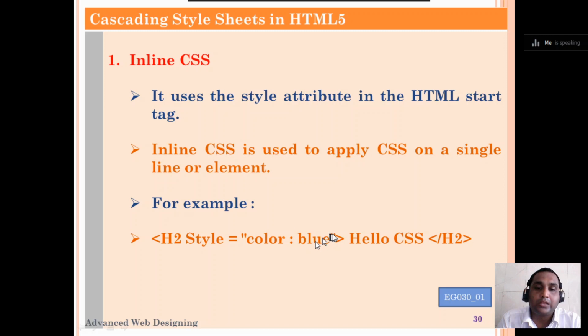Make a note, the property as well as the value is enclosed in double quotes, as if this entire thing is a value to the style attribute. H2 style equals, in double quotes, property colon value. If you want to write another property, I write a semicolon and then write another property and value. The meaning of this will be that this hello CSS will come in blue color. Normal use of H2 was to be shown in the second highest size, but now along with that size, it will also be displayed in blue. Let us see the output.